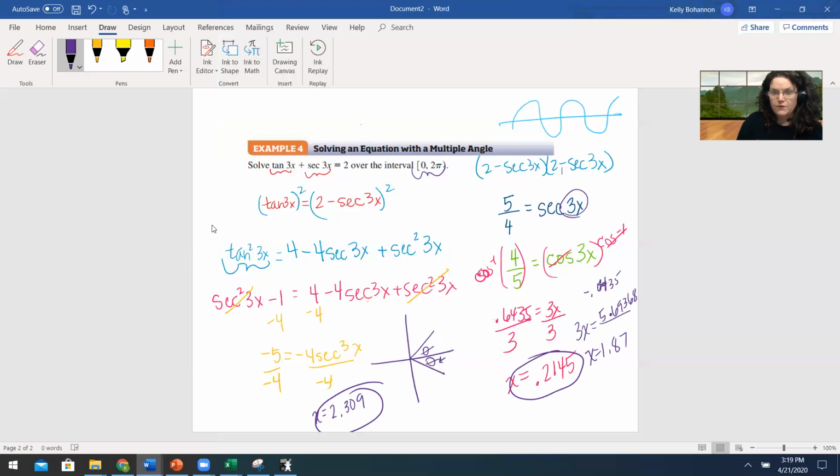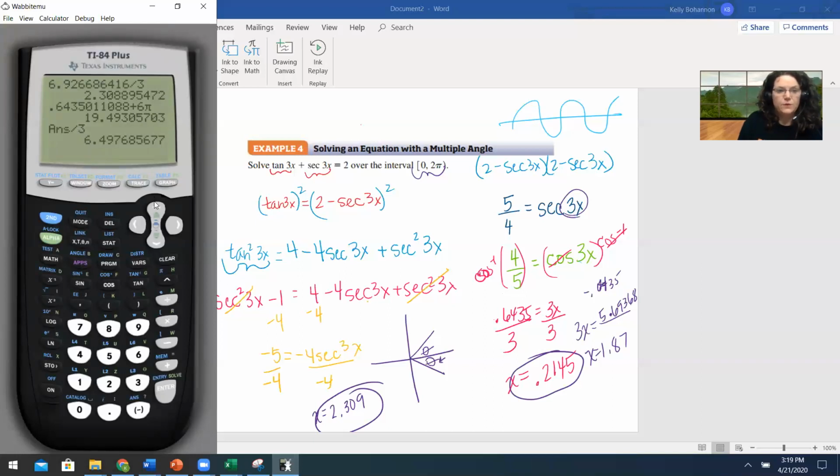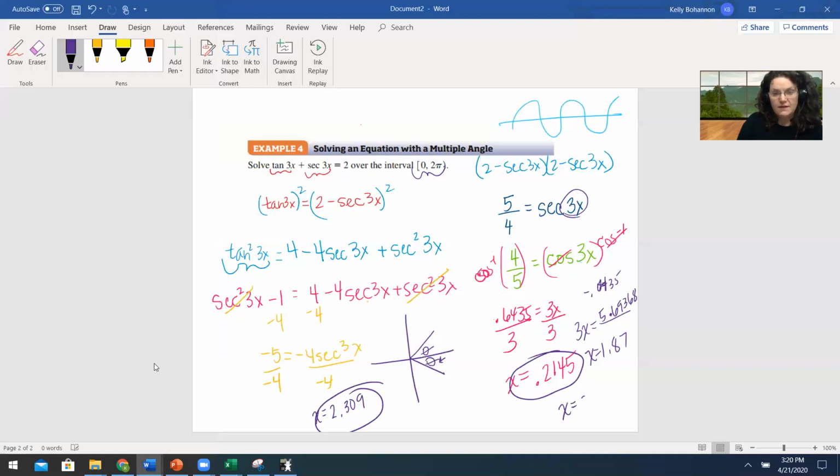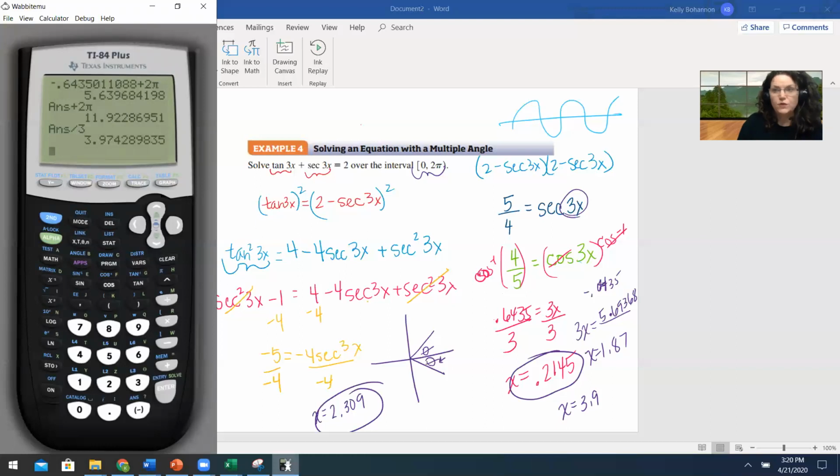So now let's start with the negative result. I had the 5.63968 number, and we can add 2 pi to that. Remember, this was my negative answer, the one that was in quadrant 4. I added 2 pi to it to go all the way around and get the positive value, and that's where the 5.63968 came from. Now I want to add another 2 pi to it, so another trip around. And I get 11.9228, divide that by 3, and I get 3.97. That is in fact still inside of my interval because 2 pi is 6.28.